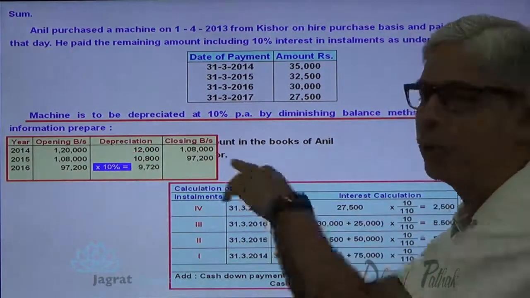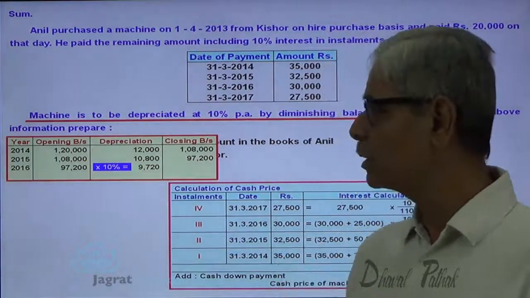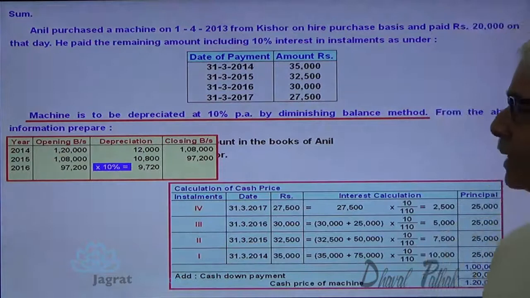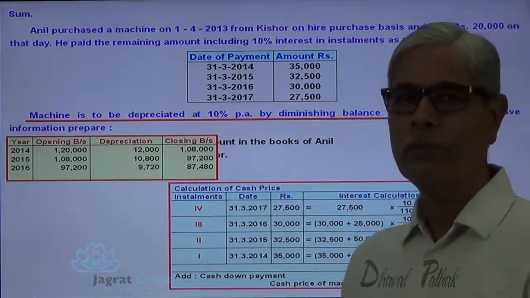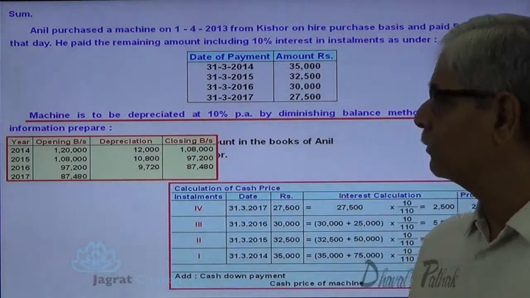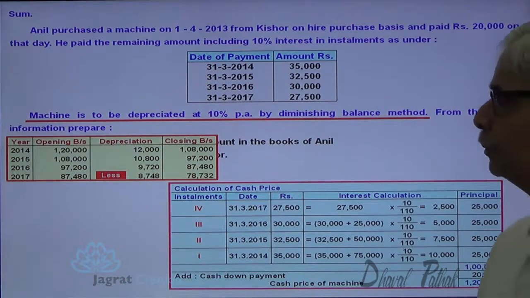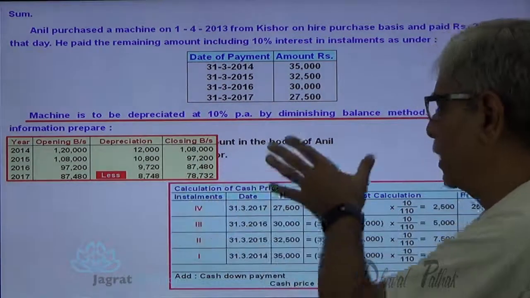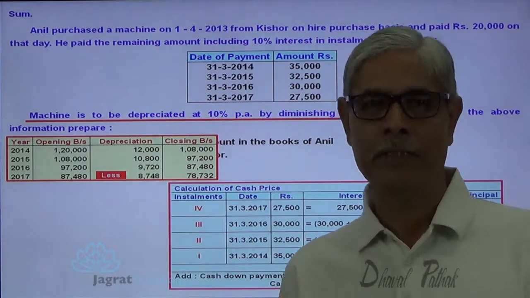So here I am calculating the annual depreciation which I am going to consider while preparing the ledger accounts. So 97,200 minus 9720. That works out to be 87,480. Now 87,480, 10% thereof, 8748. So this is the written down. So this is a working note for depreciation. This is a working note for interest calculation and finding of cash price.